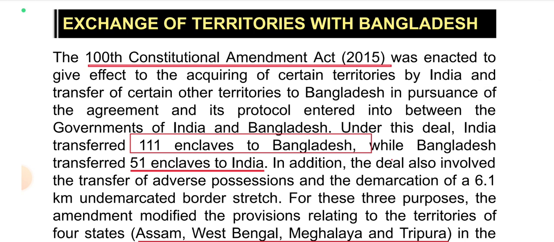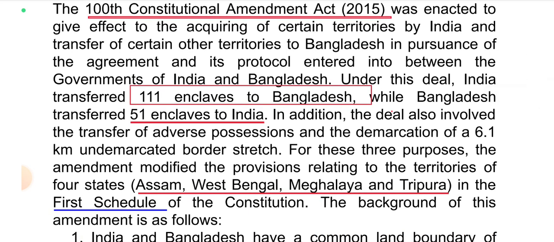The 100th Constitutional Amendment Act 2015 was enacted to give effect to the acquiring of certain territories by India and transfer of certain other territories to Bangladesh in pursuance of the agreement and its protocol entered into between the governments of India and Bangladesh. Under this deal, India transferred 111 enclaves to Bangladesh, while Bangladesh transferred 51 enclaves to India.